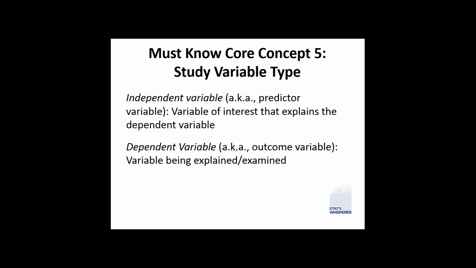Okay, 5, you have to be able to identify a study variable type. So we have an independent variable. That's also called a predictor variable. That is our predictor of interest that explains the dependent variable. And of course, the dependent variable is the outcome variable, the variable we want to explain, or that's being examined. So if the outcome is class attendance, we're trying to explain that. We think the big predictor is whether you're assigned a morning or evening schedule. That's the predictor of interest. That's going to explain if you go to class or not.